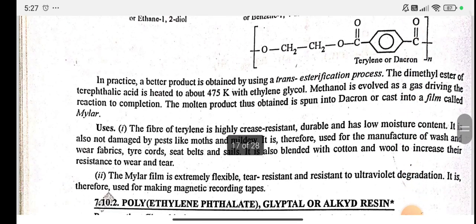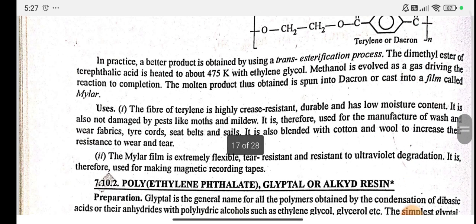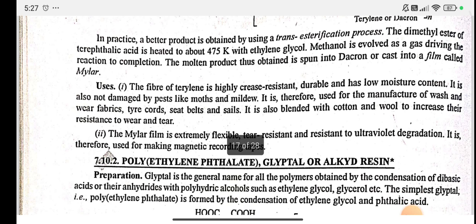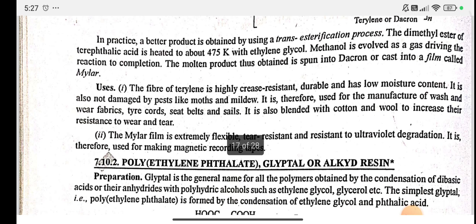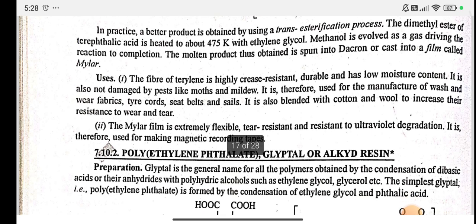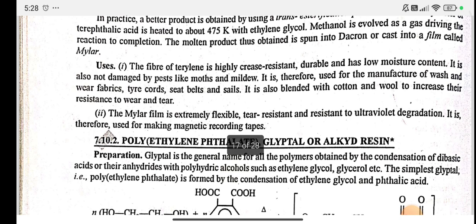In practice, a better product is obtained by using the trans-esterification process. The dimethyl ester of terephthalic acid is heated to about 475 Kelvin with ethylene glycol, and methanol is evolved as a gas, driving the reaction to completion. The molten product thus obtained is spun to Dacron or cast into a film called Mylar.